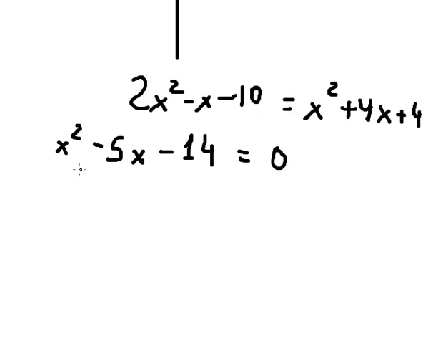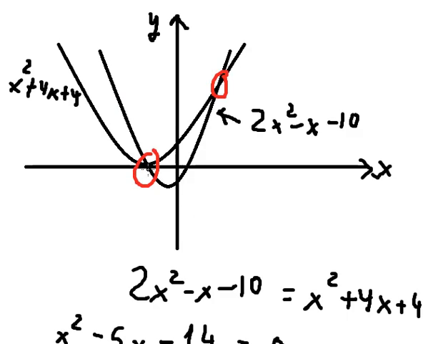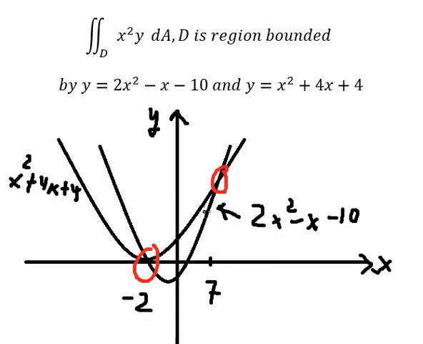So we need to find the solution of this one, and we got x equals negative number 2, x equals positive number 7. So this one is negative number 2, this one is number 7. And now we can put the bounds in here.